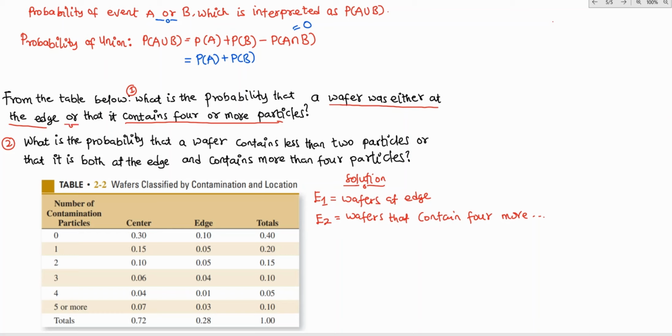Don't forget this "or" here. This "or" means that you are applying the probability of union rule. So we want to find the probability of E1 union E2. From the addition rule, this will be equal to the probability of E1 plus the probability of E2 minus the probability of E1 intersection E2. All right, so let's look at how we are going to solve this question.